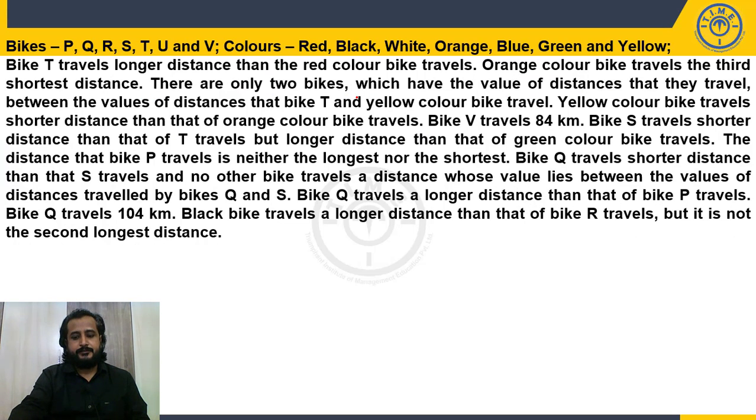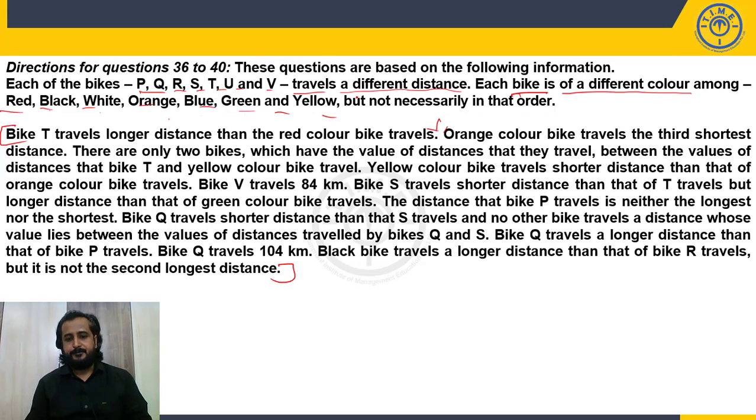So what is our basic structure? How to take the basic structure? From the bike which travels the longest distance to the bike which travels the shortest distance: 1, 2, 3, 4, 5, 6. And then we need to place the bike and we need to place the color of the bike. Okay.